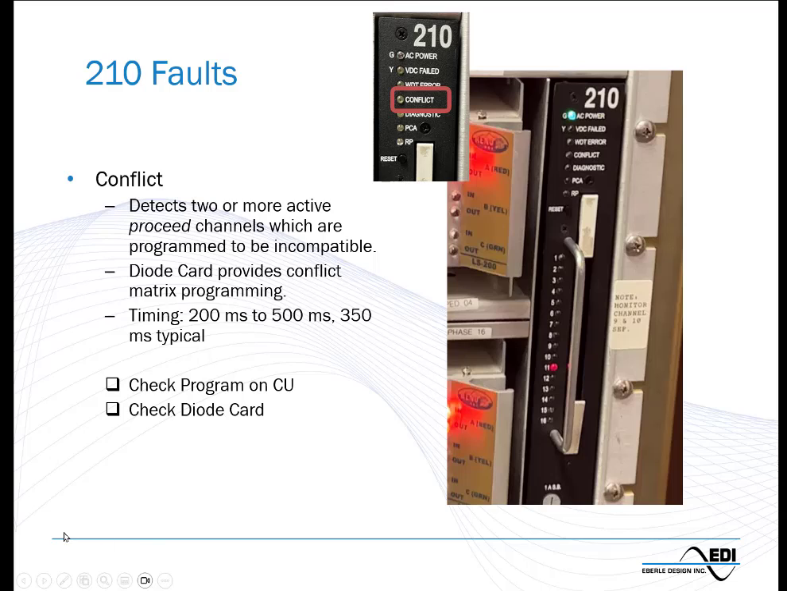So one of the things you want to check if there's a problem is your program on your CPU, or the diode card itself. The diodes themselves are glass. They do break, they do malfunction, so you want to make sure that there's not a problem there. It could also be a problem in the field, so you want to check if there truly is a voltage on that, in this case, channel 2.